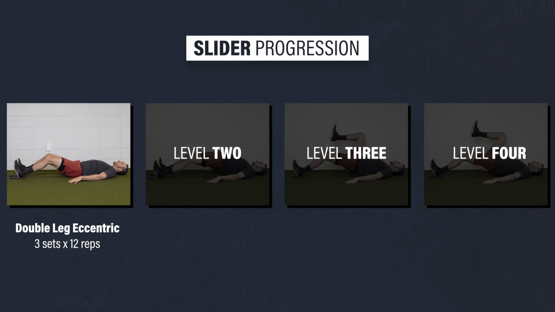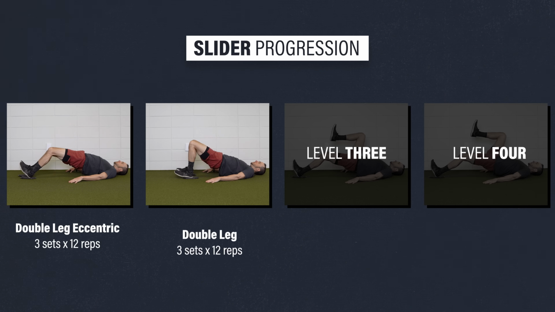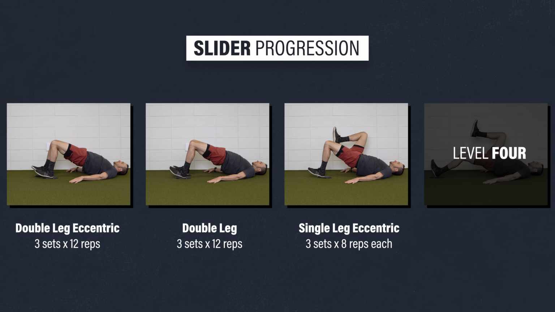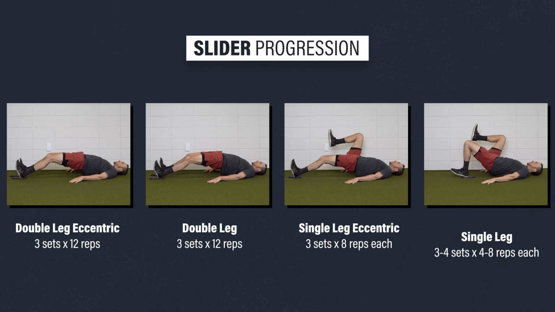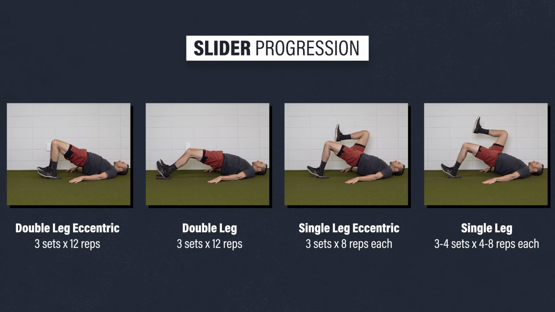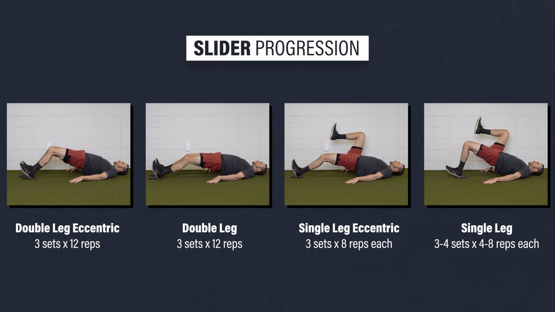Lower down and repeat. Build up to moving through your full range of motion and then progress to a double leg slider where you keep your hips up the entire time. Next, you will move on to a single leg eccentric slider, and finally to a single leg slider for 3 to 4 sets of 4 to 8 reps on each leg.